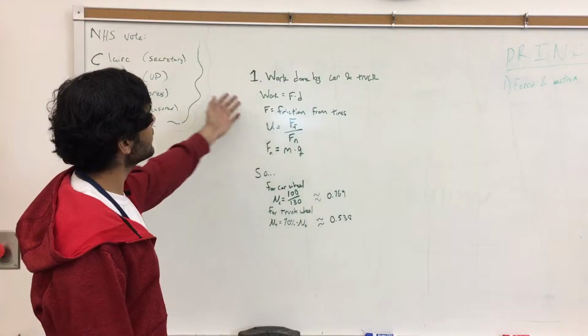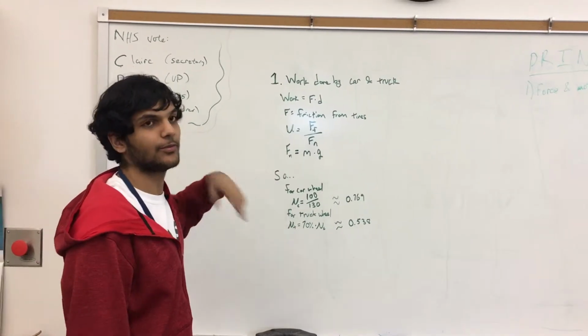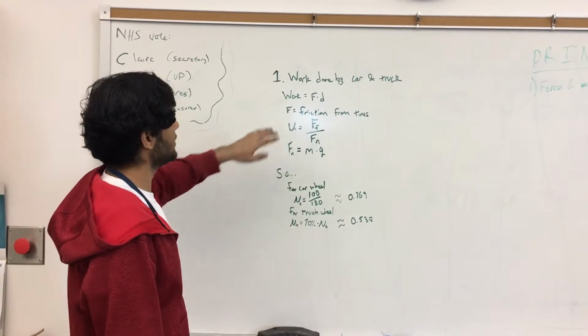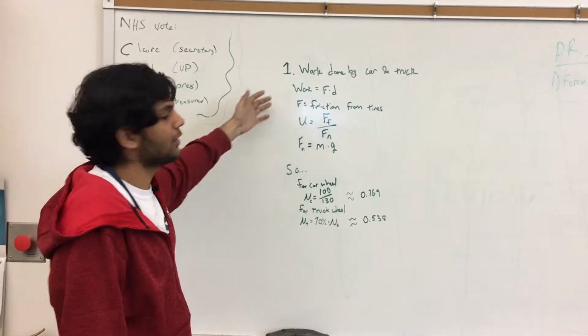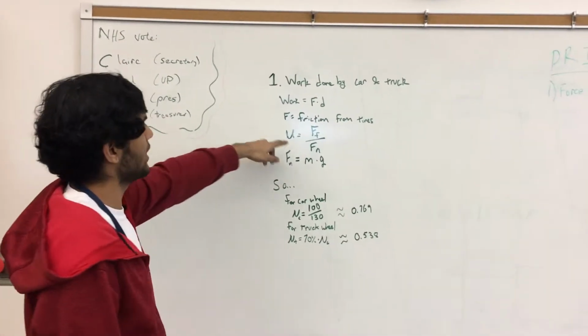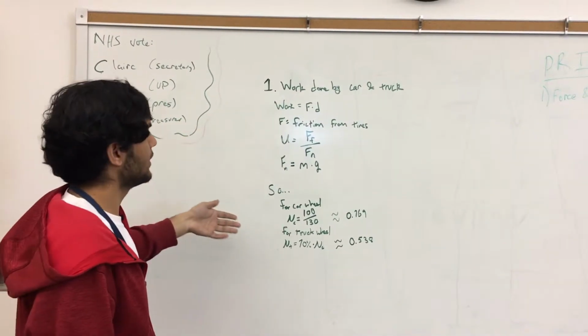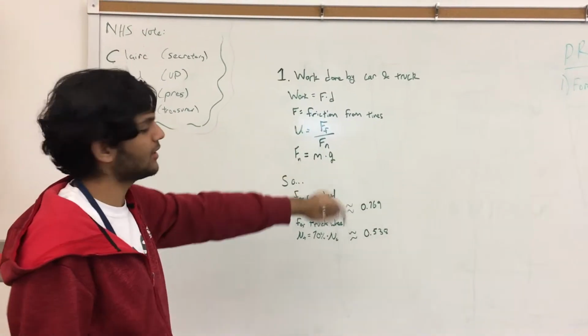and this velocity is the velocity of the car and truck when they entered the intersection. The first thing we have to do is find the work that was done by the car and the truck. So work equals force times distance. The force here is going to be the friction from the tires, and to get mu for the friction, we get frictional force over normal force. The normal force in this is always mass times gravity.